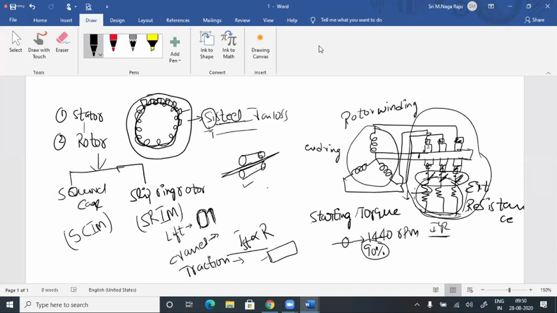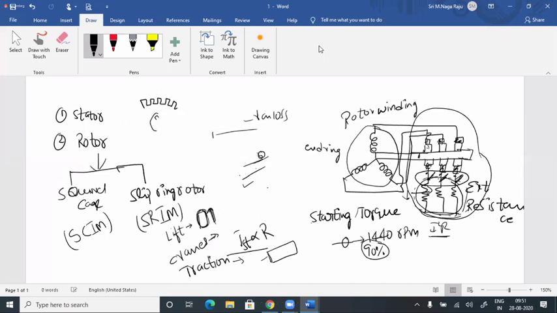So this is about the rotor. Stator and rotor. The rotor is placed inside the machine. Okay, this is the rotor. To this rotor, we will have a shaft.